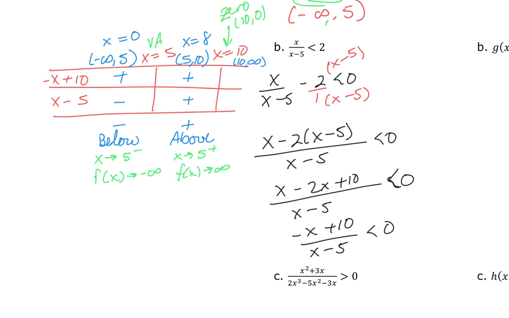So I'm going to choose something in this region. I'm going to say x is equal to 12. This is negative, this is positive, this is negative, so we are below. This does not affect the vertical asymptotes. It's just telling me where I'm crossing the x-axis. Now to actually answer this question, where is this thing below the x-axis? It's here and here. So I have the interval from negative infinity to 5, union from 10 to infinity.